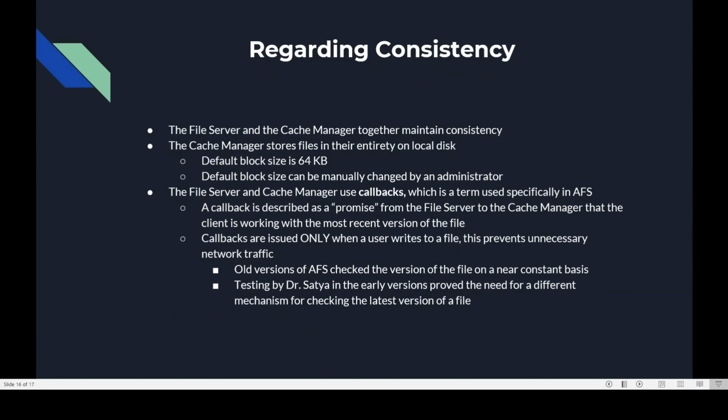Regarding consistency, that is mainly the job of the file server and cache manager. The cache manager stores files in their entirety on local disk in a default block size of 64 kilobytes, and the default block size can be manually changed by an administrator. And they use what's called a callback, and this is a term native in AFS, and it actually was started when AFS version 2 was used, when Dr.